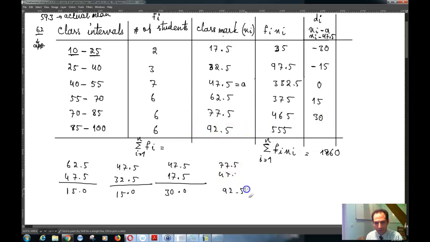92.5 minus 47.5 is 45. So 15 times 3 is equal to 45. 15 times 2 is equal to 30. 15 times 1 is equal to 15. 15 times 0 is equal to 0. 15 times negative 1 is negative 15. 15 times negative 2 is negative 30.